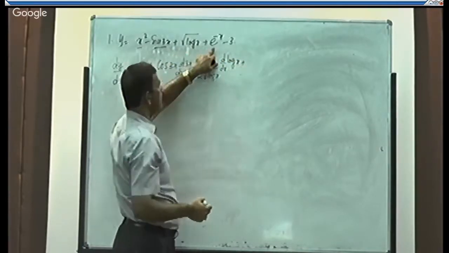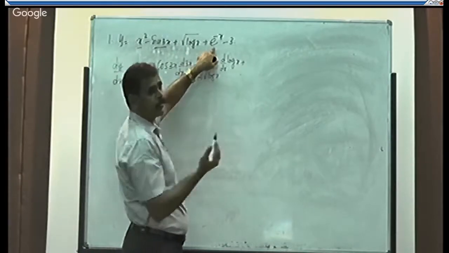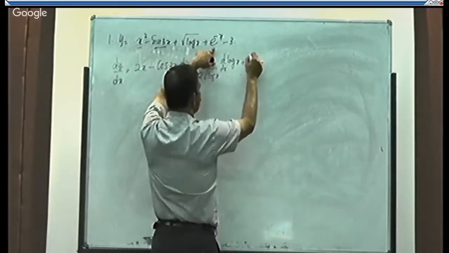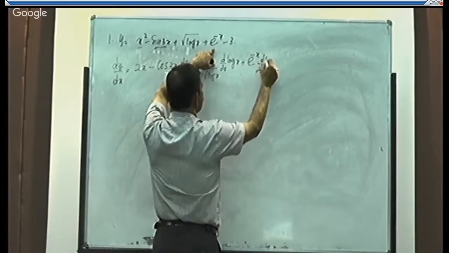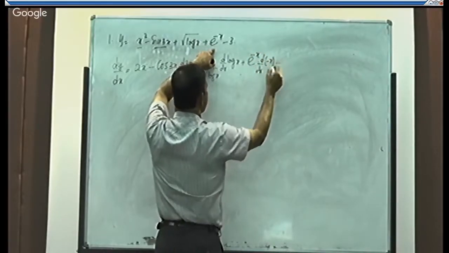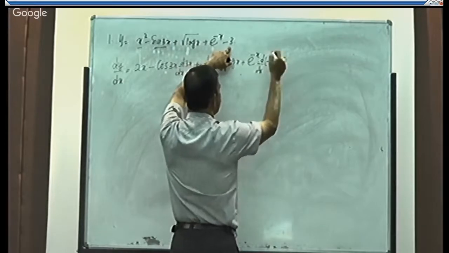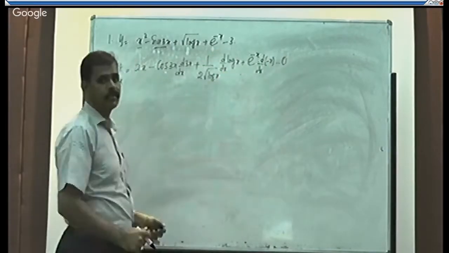Plus, it looks like what? E to the power of function, correct? E to the power of function differentiation is e power function into d by dx of function, minus x. Minus, only constant is there, whose differentiation is 0.